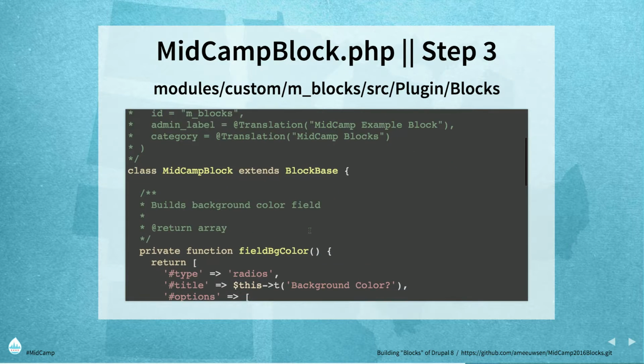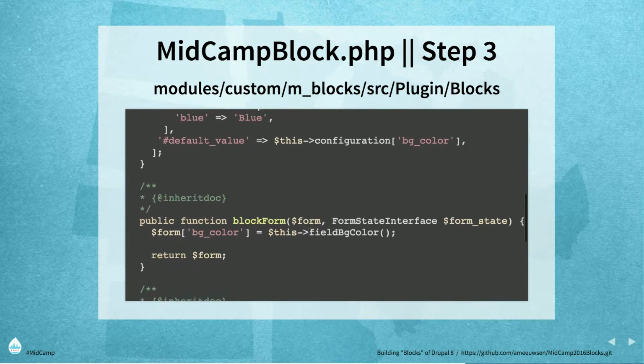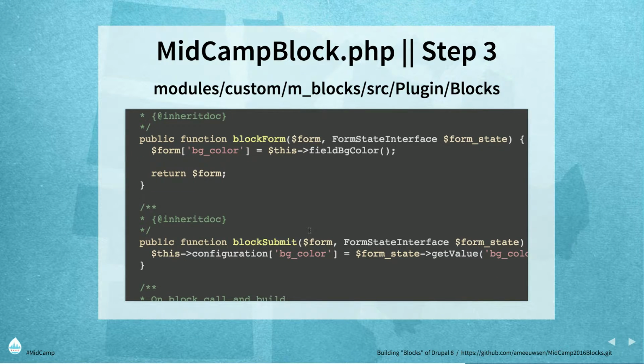So all that's changed in step 3, if we go down a little bit, is that now we have a block submit function. This again comes from the block class. We don't have to write the function. All we do is extend it by calling it by name. We're passing the same values as form. Again, just the form that we're building and then form state. In this case, it's going to be important for us because we want to actually get values out of this.